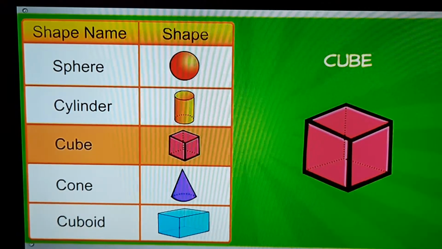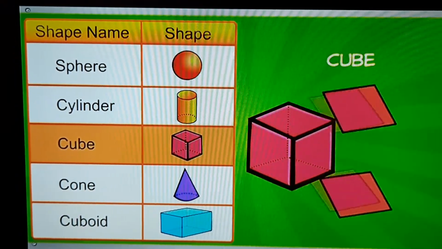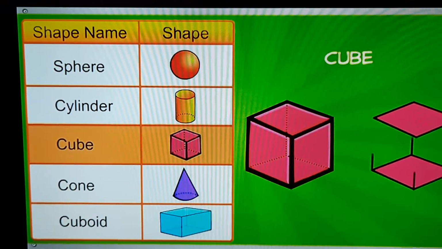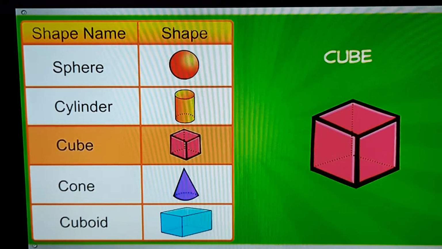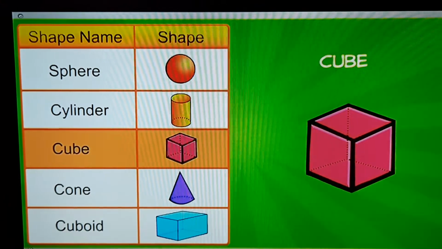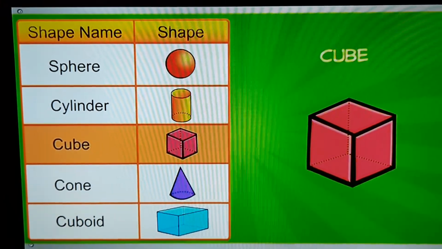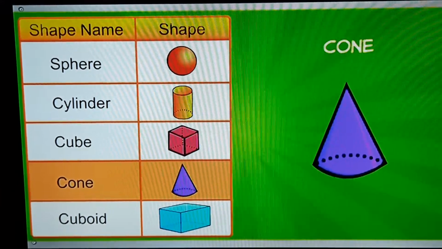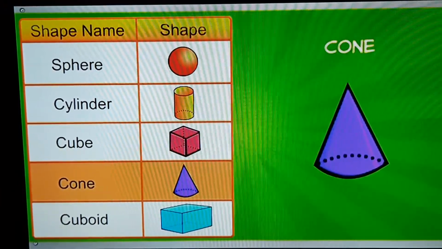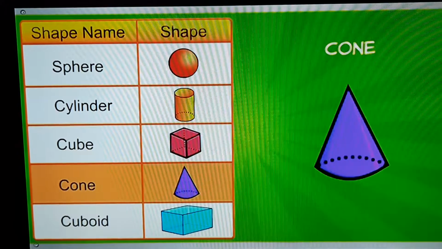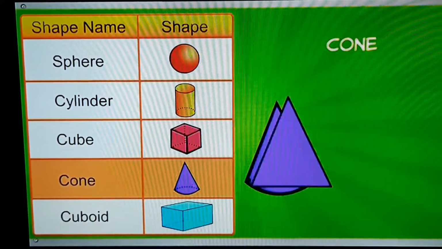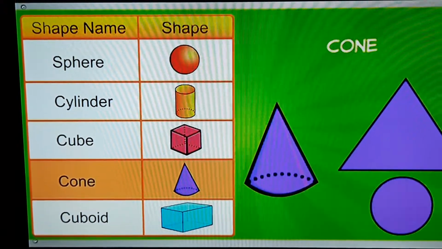A cube looks like this. You can keep two squares, one above the other, and join the corners to get a cube. Isn't it easy? A cone looks like this. What two shapes can you see in this? Correct. A triangle and a circle.